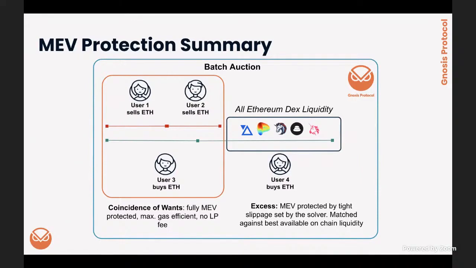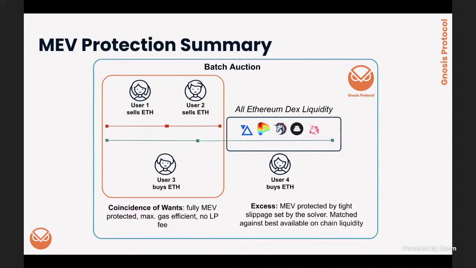They are maximally gas efficient because they just transfer tokens back and forth, and they save the LP fee from external market makers. Then we have the part that is the excess that cannot be matched peer-to-peer directly. For this part, we have to hit the best available on-chain liquidity source. And so that part theoretically is prone to MEV.